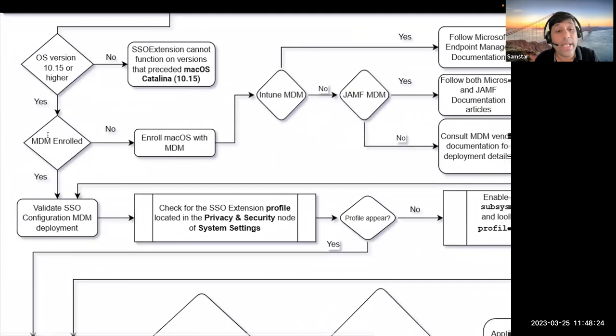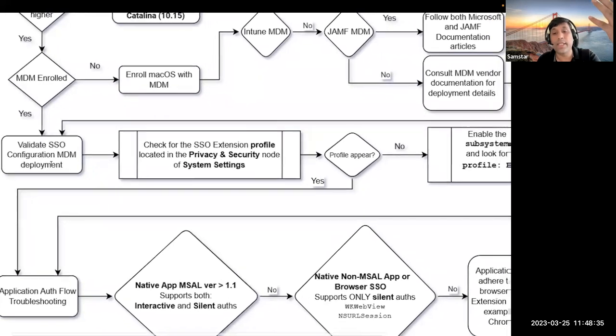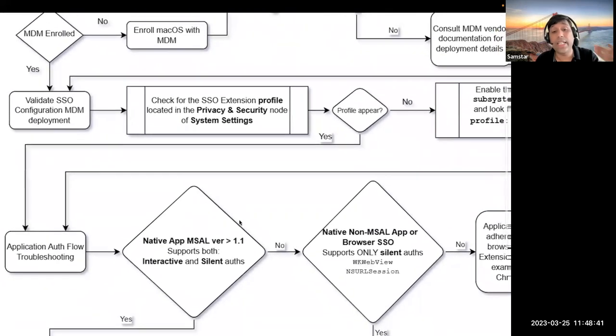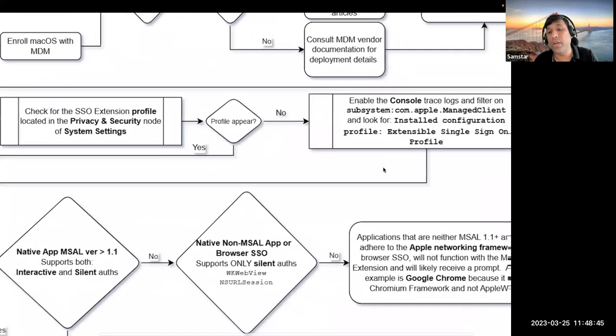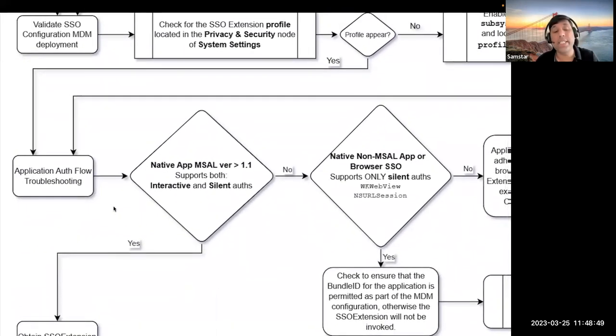If it is already enrolled, yes, then validate the SSO configuration, the configuration payload which I showed you in previous screens. You can open the payloads in System Settings and see first whether the profile appears. If yes, go ahead and check whether the flow is working. If no, install the profile. Imagine your profile is installed, everything is correct. Still, the flow is not working, the seamless sign-on is not working.